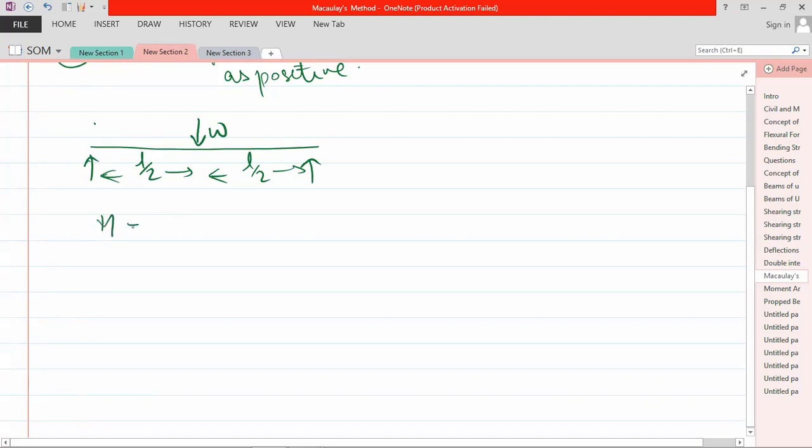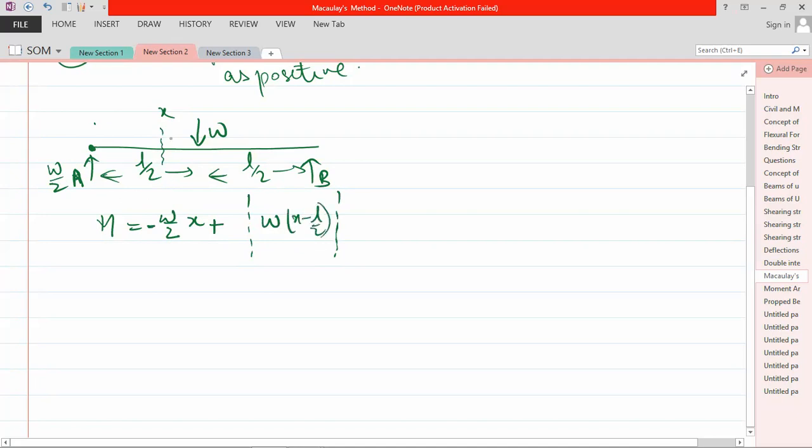So if I take moment at the extreme left, this is the origin. Take any distance x. So this is W by 2 at A, and this is also W by 2. Suppose I take here also x. So it will be W by 2 into x, but it is in the clockwise direction, so it will be negative. Okay, plus there is a term. This is a bracket, but that is in this form, and it will be W into x minus L by 2.